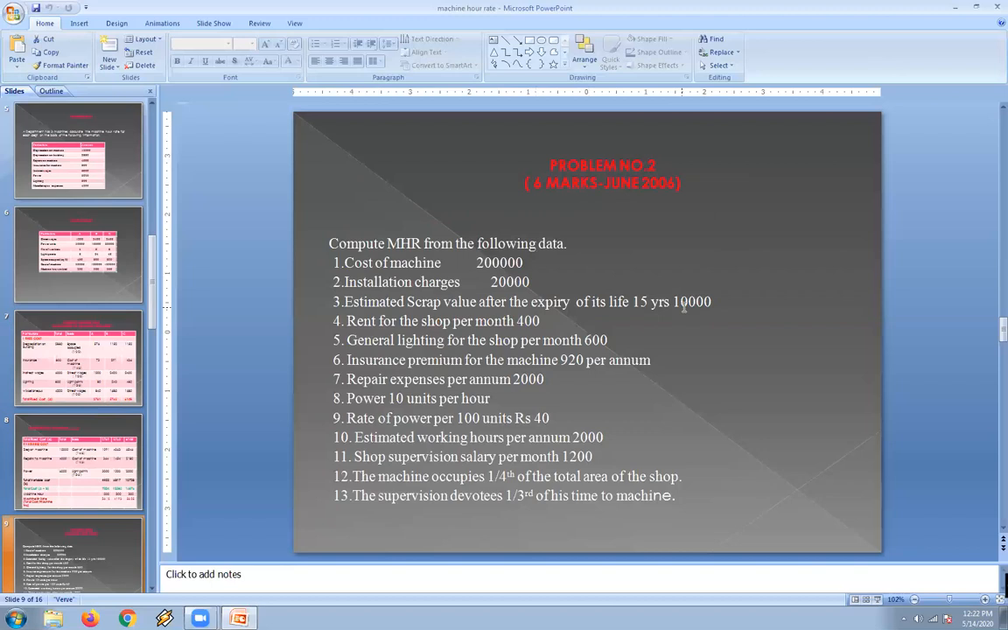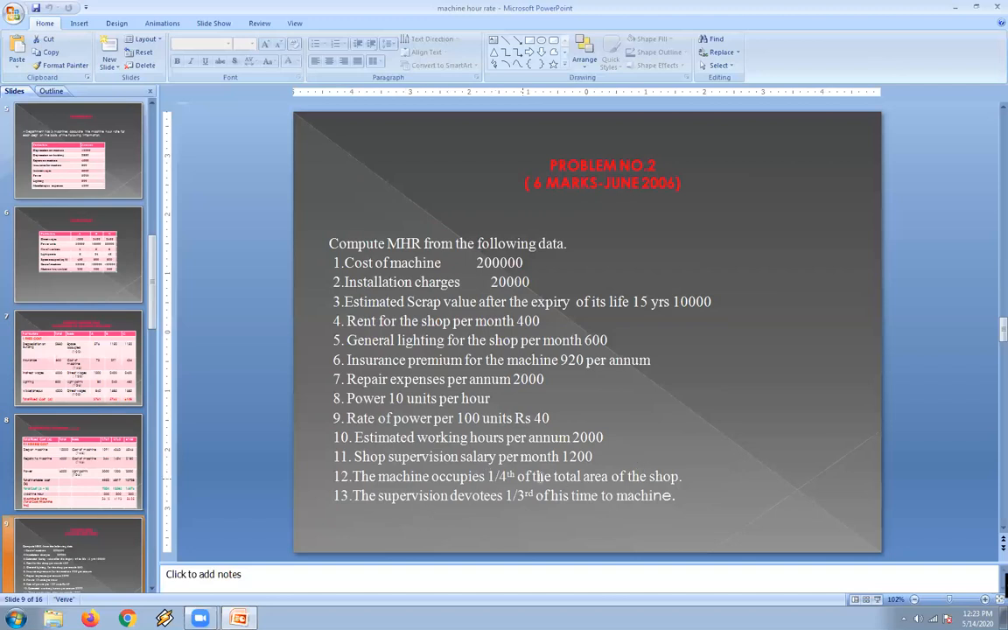Rent for the shop per month, they have given 400. General lighting for the shop per month is 600. Insurance premium for the machine is 920 per annum, repair expenses per annum is 12,000. Power: for 1 hour 10 units consumption will be there, and the rate of power for 100 units is 40 rupees. Estimated working hours per annum is 2,000 machine hours. The shop supervisor's salary per month is 1,200.